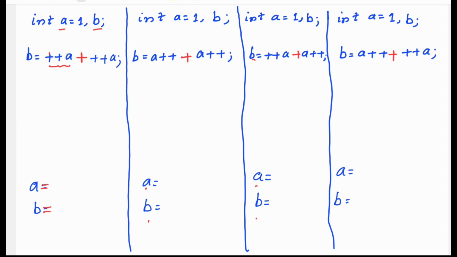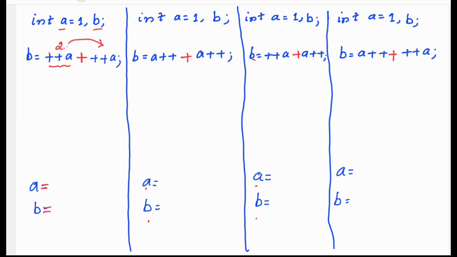Now plus plus a with a equal to 1 is a pre-increment. Pre-increment says that first increase the value. So a becomes 2, 1 plus 1. First you increase it and then you assign it at the end. Whenever you see a pre-increment operation, don't assign the value immediately, you have to assign it at the end. So we'll move to the next operation.